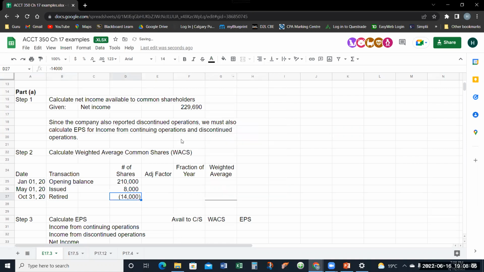Now, if I was to just do a calculation here and say, what's the total number of shares that this company has outstanding? You can do the math. They started with 210,000, issued 8,000, bought back 14,000. So at December 31st, 2020, the end of the year, the actual number of shares outstanding is 204,000. That is not the weighted average shares outstanding for purposes of calculating earnings per share. The actual number of shares outstanding is 204,000, but that's not the number we're going to use for EPS. Okay, so keep that in mind.